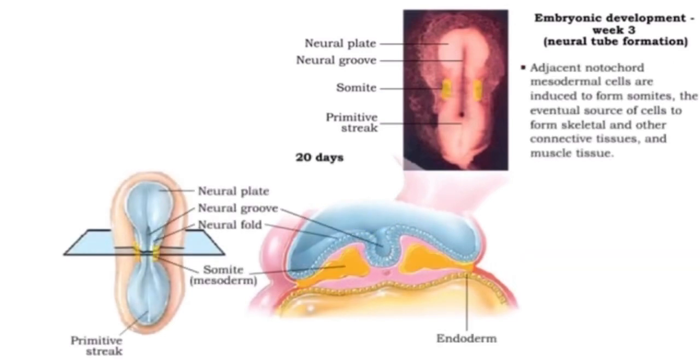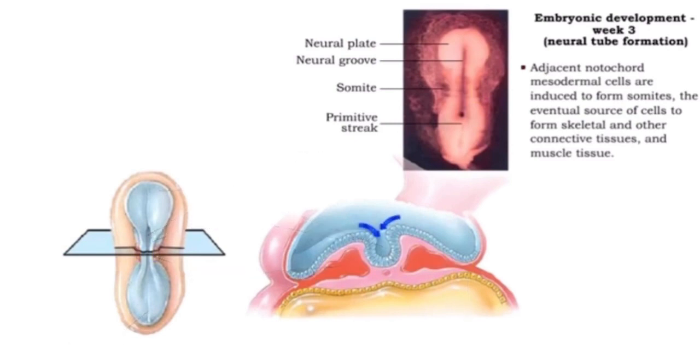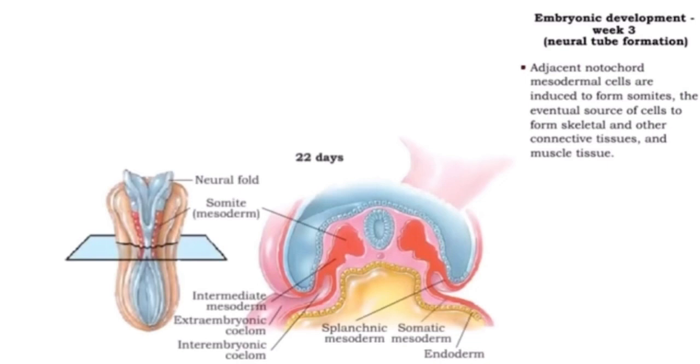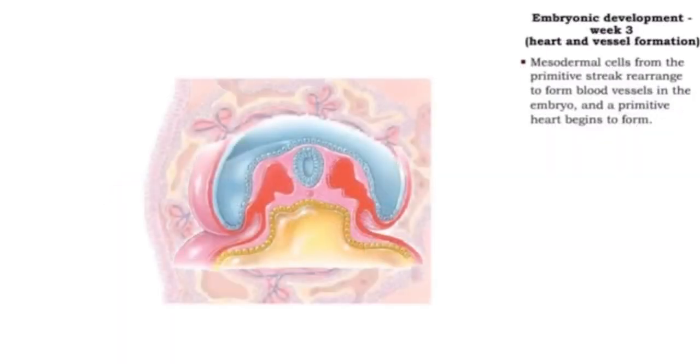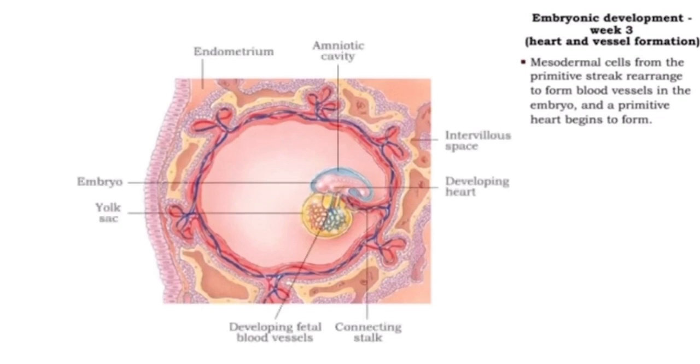Adjacent notochord mesodermal cells are induced to form somites. Somites are the eventual source of cells that form muscle tissue, skeletal, and other connective tissue. The neural groove completely folds inward to form the hollow neural tube. The neural tube arises and its cells eventually develop to form the brain, spinal cord, and other parts of the nervous system. Also during the third week, mesodermal cells from the primitive streak rearrange to form blood vessels in the embryo, and a primitive heart tube is formed.